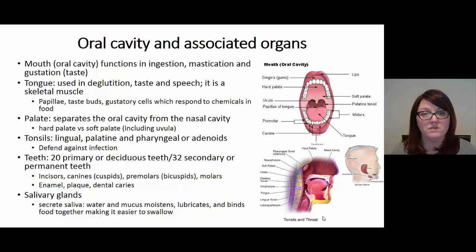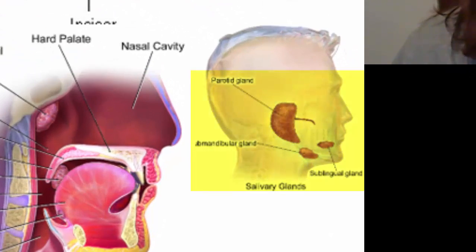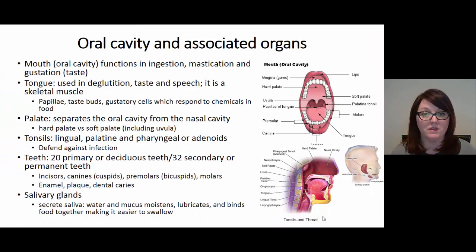Last up are the salivary glands. So the salivary glands are glands that are associated with the oral cavity. They're not actually located in the oral cavity. And they, of course, secrete saliva into the oral cavity. And saliva is mostly water and mucus, and it helps to lubricate our food, making the process of deglutition easier, and also helps to bind food together, which also helps to make deglutition easier. We do find some digestive enzymes in saliva too.